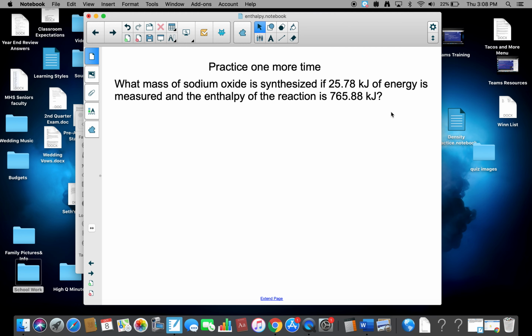And then the last one: what is the mass of sodium oxide synthesized if 25.78 kilojoules of energy is measured and the enthalpy of reaction is 765.88 kilojoules? That's it for today.